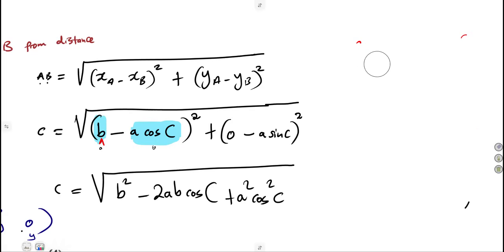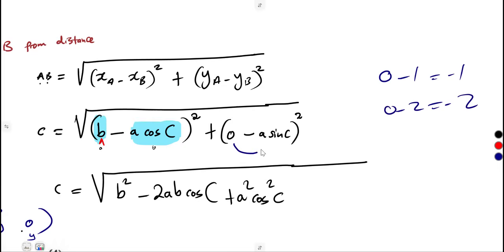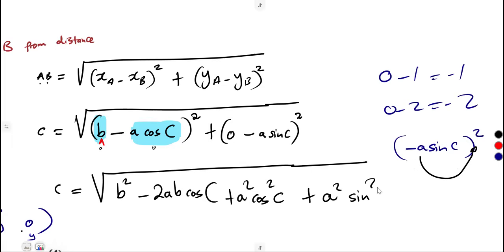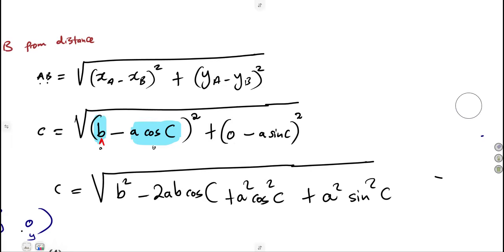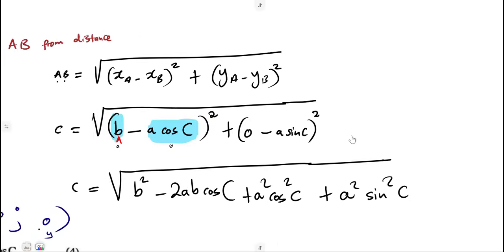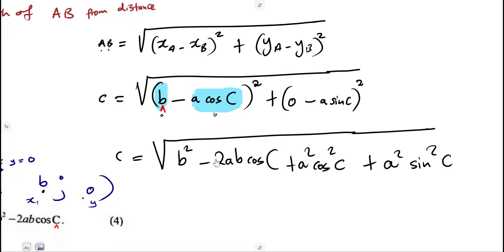Yes, the second part, we can use the same situation. But guys, just take a look here. 0 minus 1 is minus 1. 0 minus 2 is minus 2. So 0 minus this, it is going to be minus A sine of C being squared. So when you square this, it's just going to change to a positive. So that's A squared sine squared of C. All right, that's the effect. Yes, you can expand those brackets. You're going to simply obtain the same answer. All right, so this is where we are.